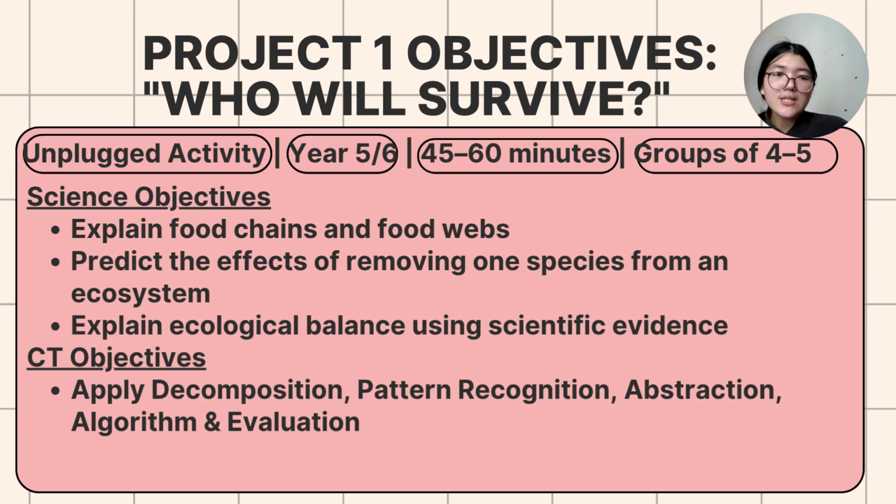The science objective is for students to genuinely understand food chains and food webs, not memorize them, and to explain the ecological impact using evidence. The CT objective is to have students apply all five CT skills to hands-on, screen-free reasoning. This matters because students very often memorize food chains as isolated facts without understanding how organisms depend on each other. This activity was designed to fill that gap.